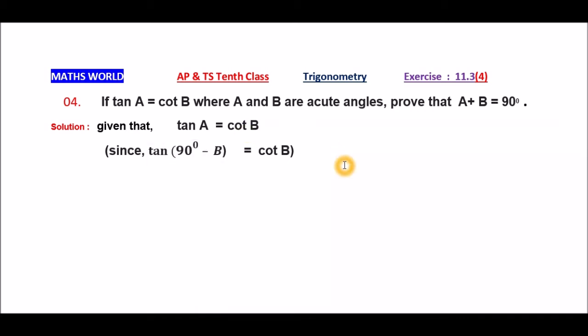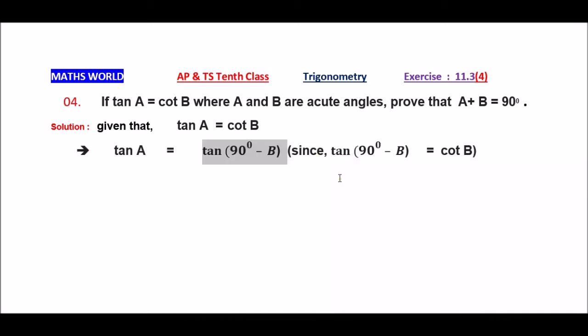So that implies tan A is equal to tan 90 degrees minus B. Understand now? So here tan and this tan will be cancelled. The remaining A is equal to 90 degrees minus B. So I am sending this minus B other side. This minus becomes plus. So that implies A plus B is equal to 90 degrees. The question is prove that A plus B is equal to 90 degrees. So hence proved.